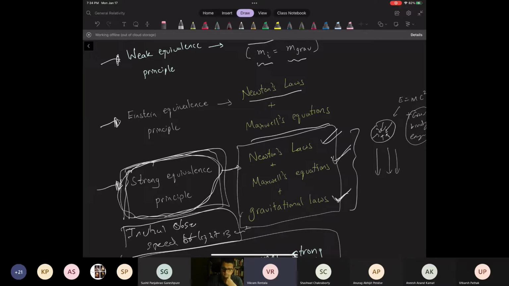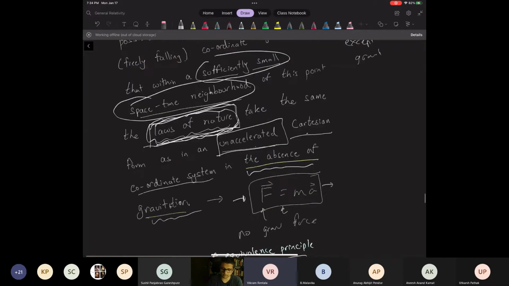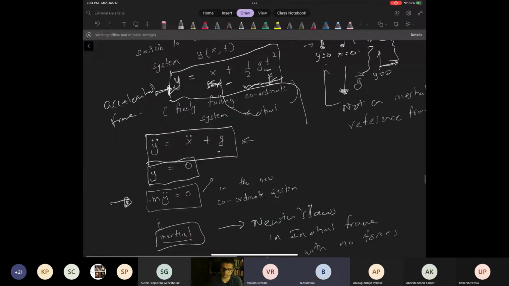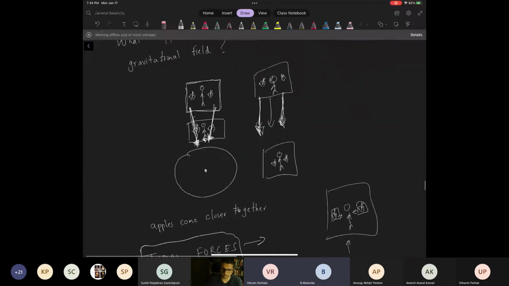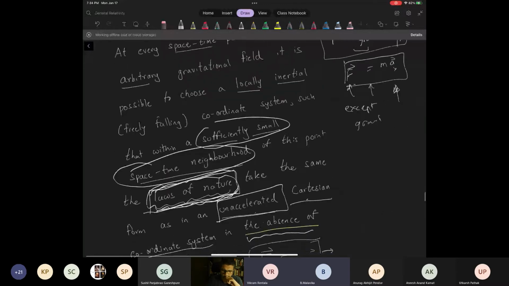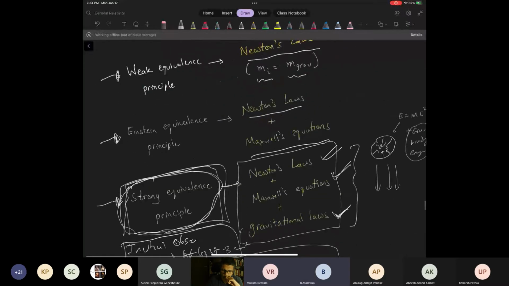Yeah, I had my hand up because I didn't catch this part properly, so that's why I have this confusion. Why are we treating gravitational laws differently here? In the strong equivalence principle or earlier? When we just talked about the equivalence principle? No, say the Einstein principle and the strong equivalence principle. What exactly is the difference?